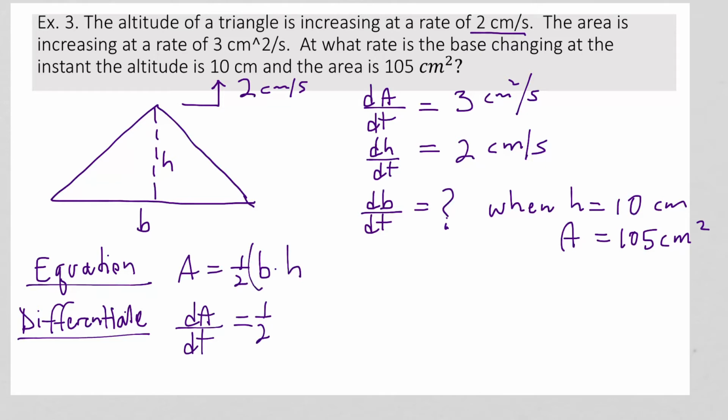So this is a product here. Let's pull the 1/2 outside. So the derivative of the first times the second, plus the second times the derivative of the first. All right, now we can do our substitutions.